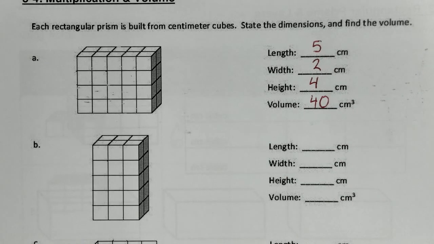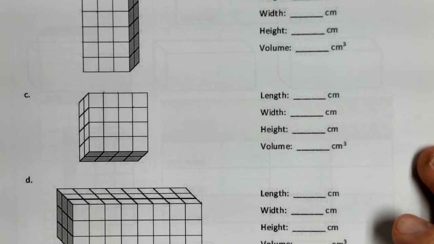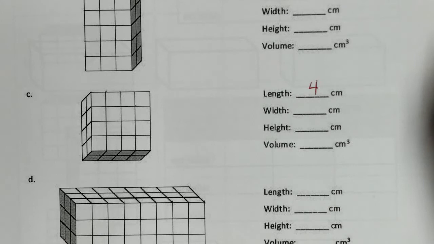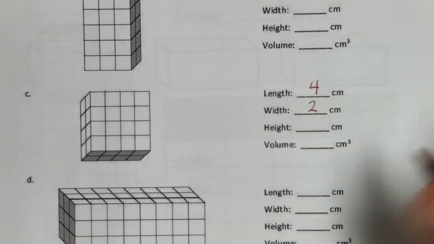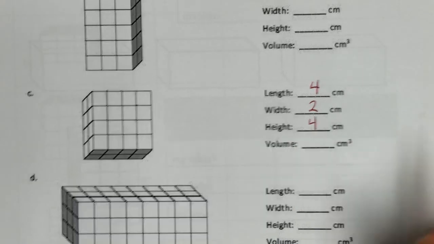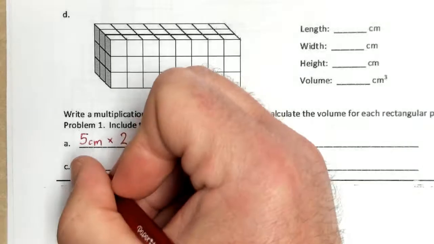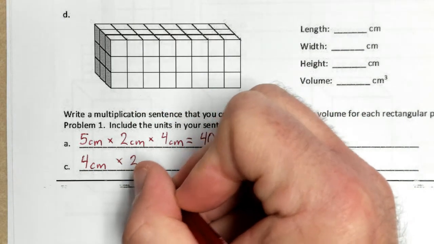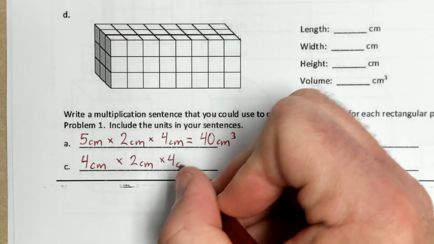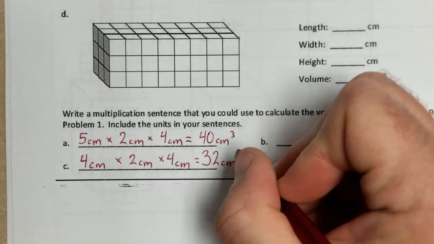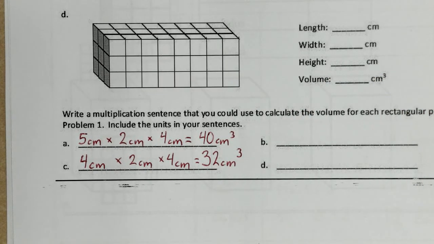We're going to do the exact same thing for C. For C, go ahead and fill it in. 4 centimeters in length, 2 in width. It looks a little short because the height is also 4 centimeters. And when we put these things together, 4 centimeters times 2 centimeters times 4 centimeters, we end up with 32 centimeters cubed. You'll do the same thing tomorrow for B and D.